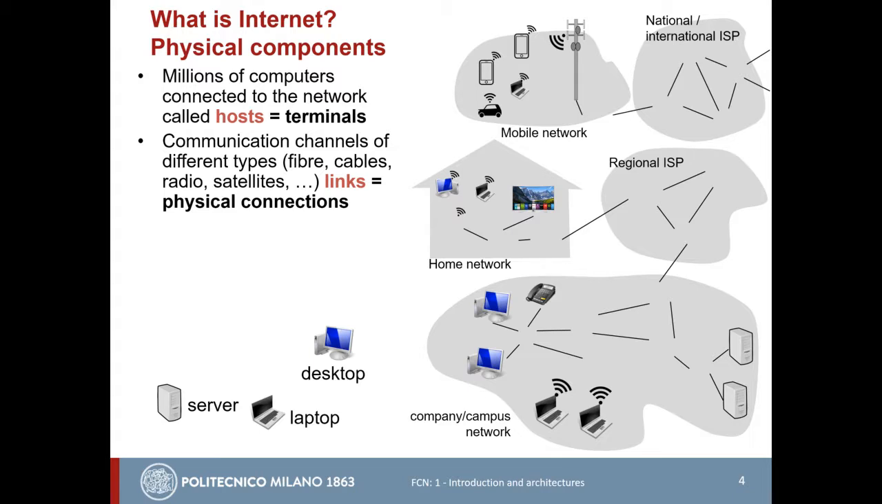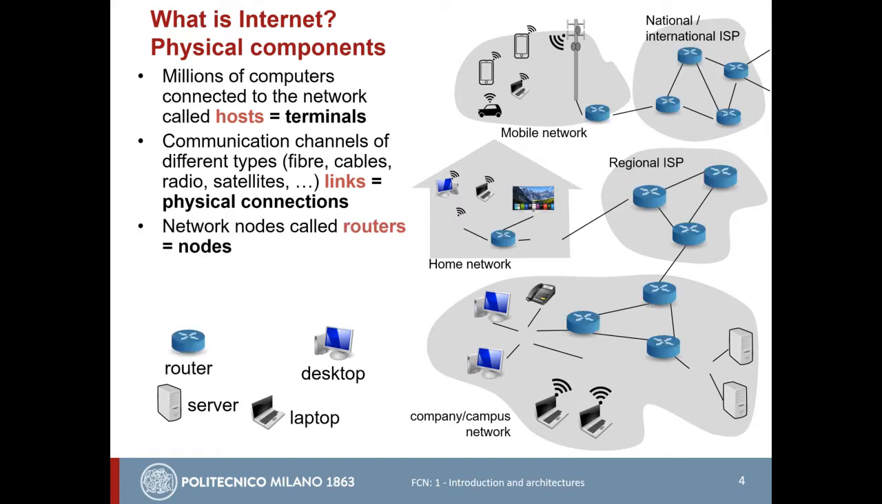Then you have links, physical interconnections that can be of different types. And then you have the nodes of the network. These nodes are called routers, and they are really important. They are the interchange centers for the information that is flowing in the network.